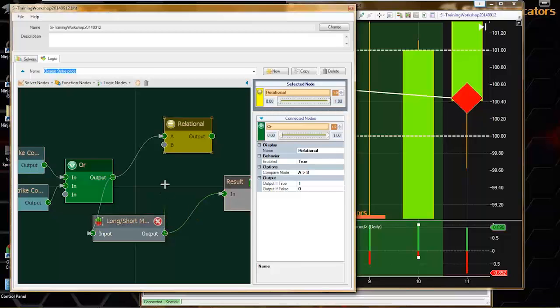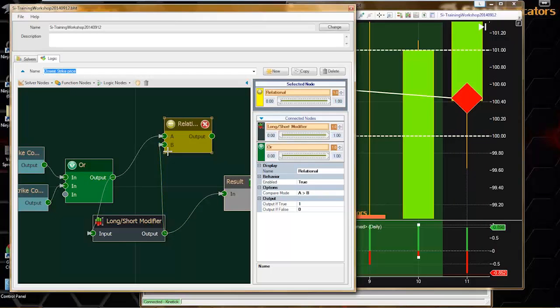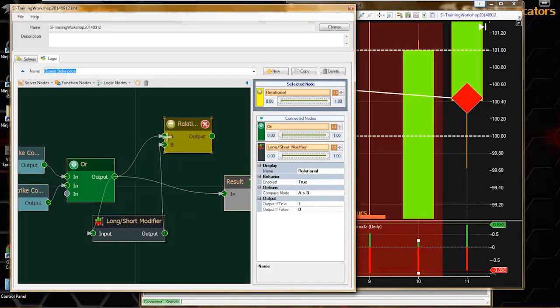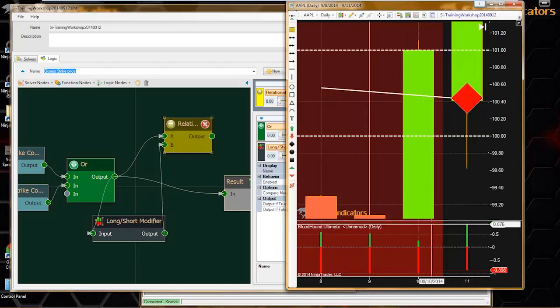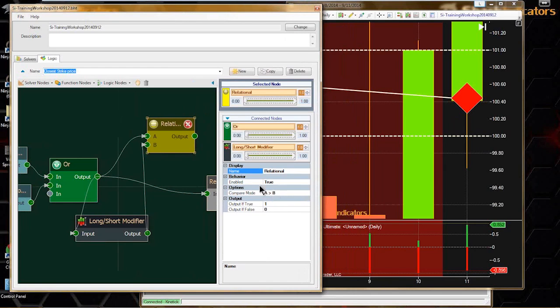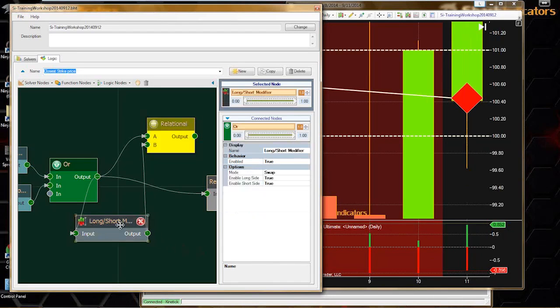So now I can connect that into B. Let's look at the raw output from the OR node. In the relational node, we're going to be comparing A, which is the long value, to B, and remember B now is the short output that's been swapped to the long output. So now B actually represents this short output, which has been reversed by this node.